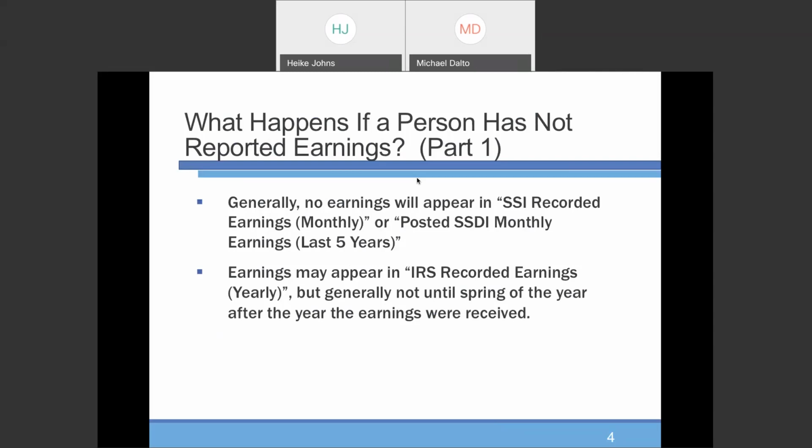And the earnings may appear in the IRS recorded earnings section, but usually they're not going to appear until at least spring of the following year. And in one of the BPQYs we looked at, you could see that even though the BPQY was pulled in August of 2016, the IRS earnings record was not even showing up for 2015 yet.